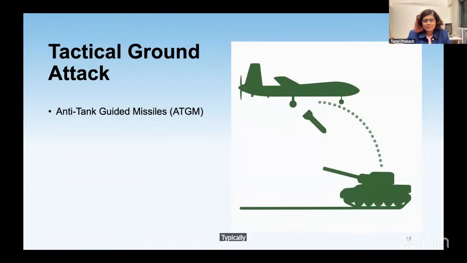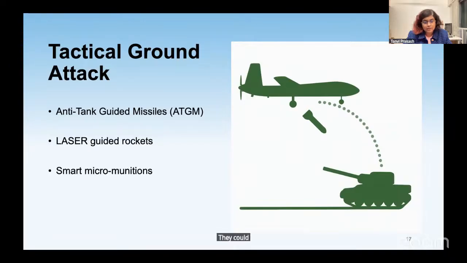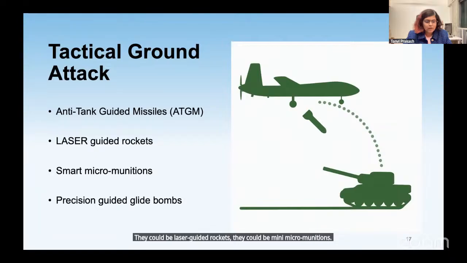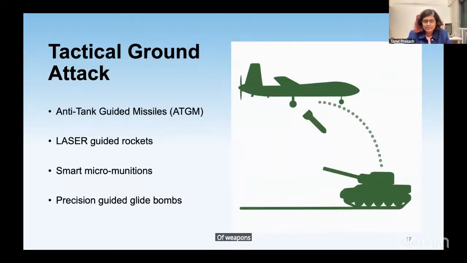Typically, the payloads look like this. They are anti-tank guided missiles. They could be laser-guided rockets. They could be mini micro munitions, or they could be precision-guided glide bombs. These are the 4 categories of weapons which come under this tactical category.